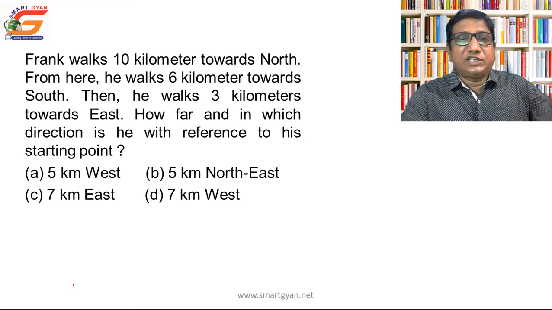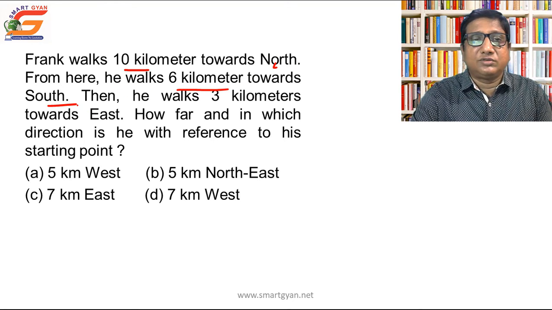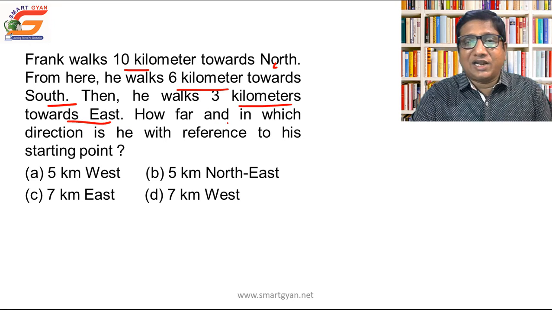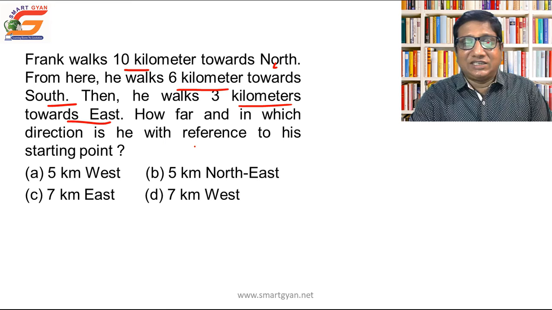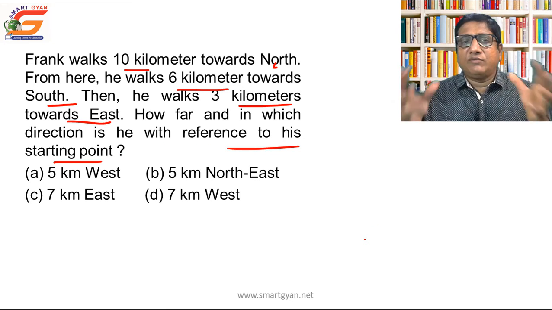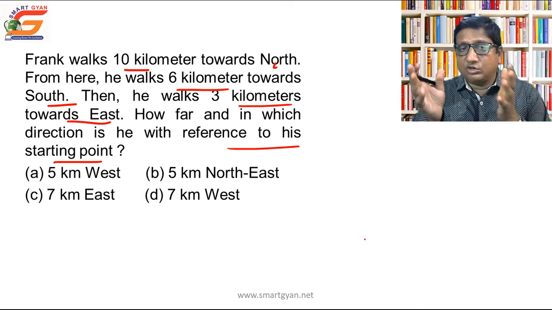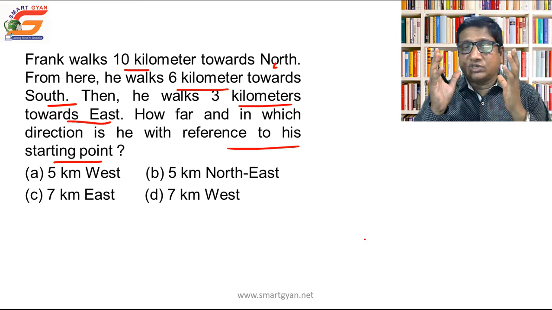Frank walks 10 kilometers towards north. From here he walks 6 kilometers towards south. Then he walks 3 kilometers towards east. How far and in which direction is he with reference to his starting point? So here I am reading the whole information. Then I will also draw the diagram for your convenience, and I will take time to explain also.